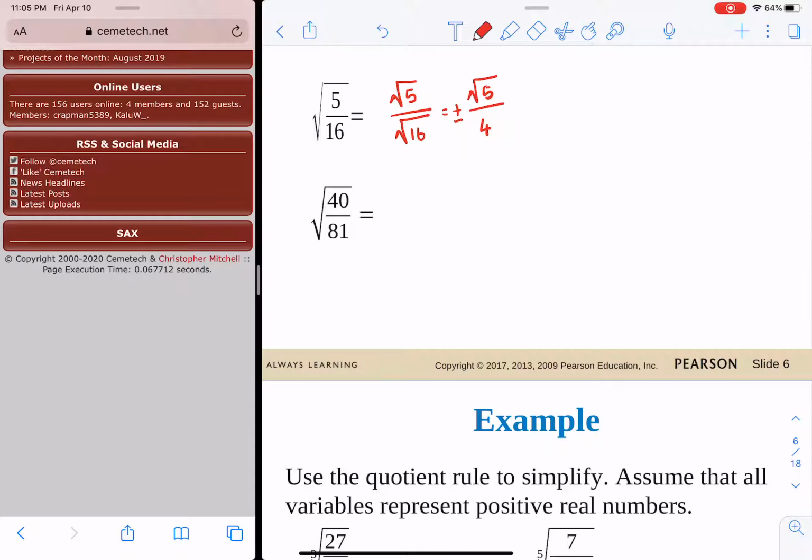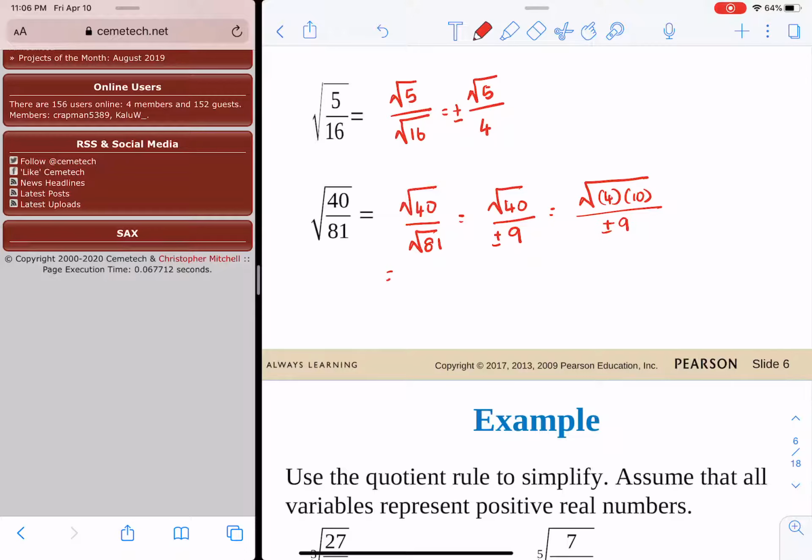In the next problem we have square root of 40 divided by square root of 81. I could write this as square root of 40 divided by square root of 81. The denominator is easy, it's simply plus or minus 9. Could we simplify the numerator? We could write the numerator as 4 times 10 divided by plus or minus 9.